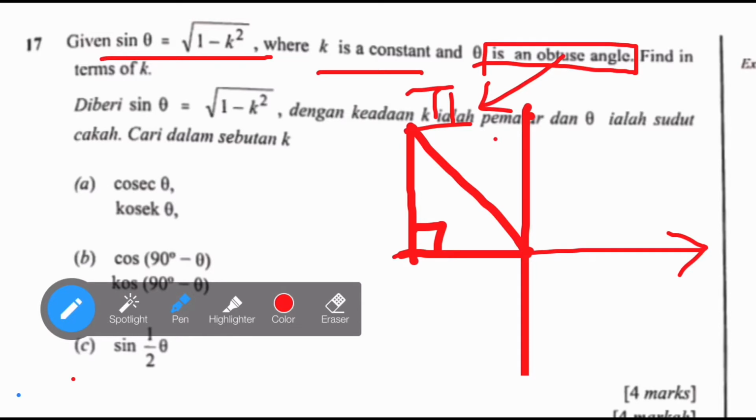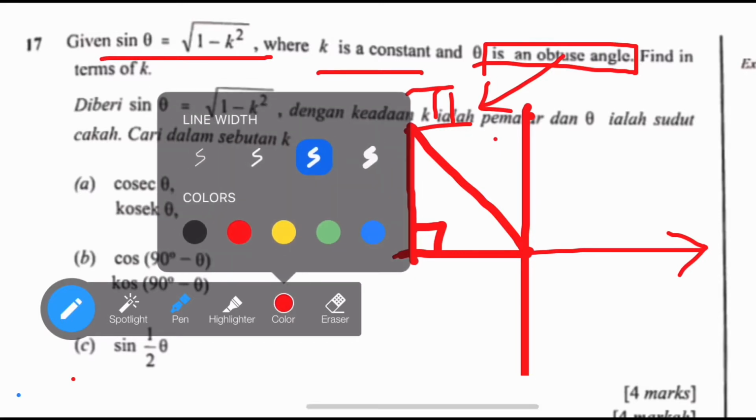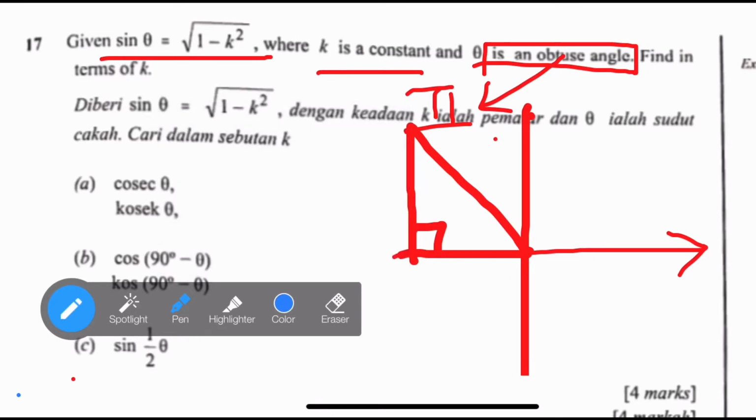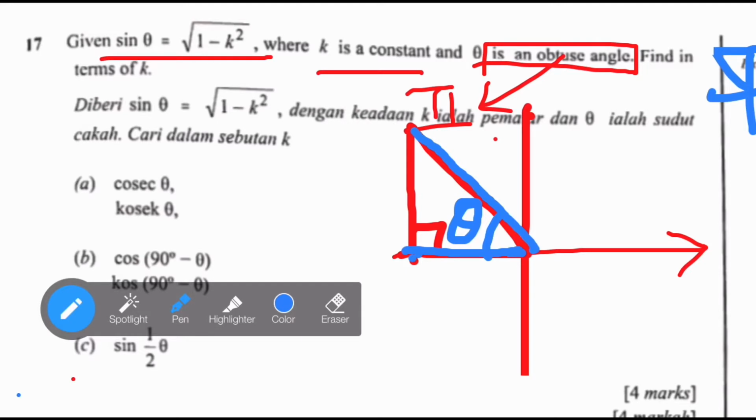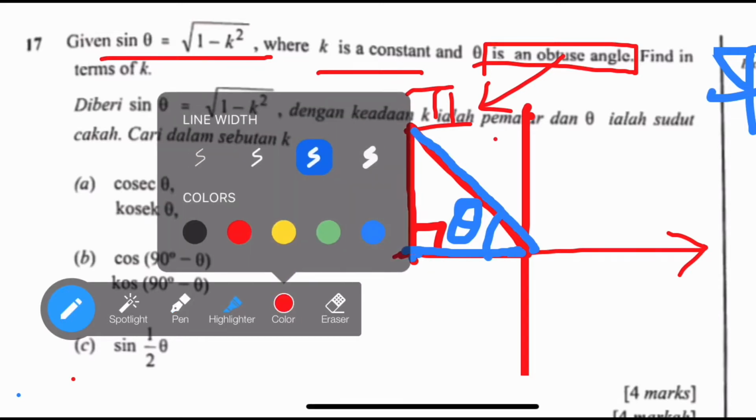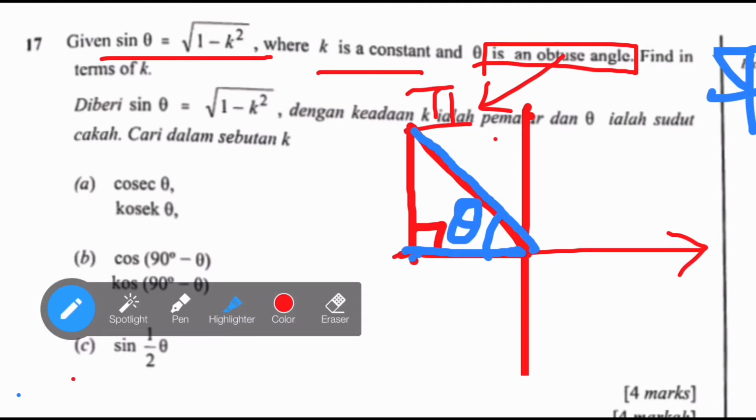So when you see sine, cos, tangent, you always draw a right angle triangle. It must be a right angle, okay? So first of all, you draw 4 quadrants with a triangle, and the triangle must be adjacent to the x-axis. If sine theta is positive, it can be first quadrant or second quadrant, but you see the word obtuse. Obtuse means more than 90 to 180. So your triangle must be drawn on the second quadrant, okay?